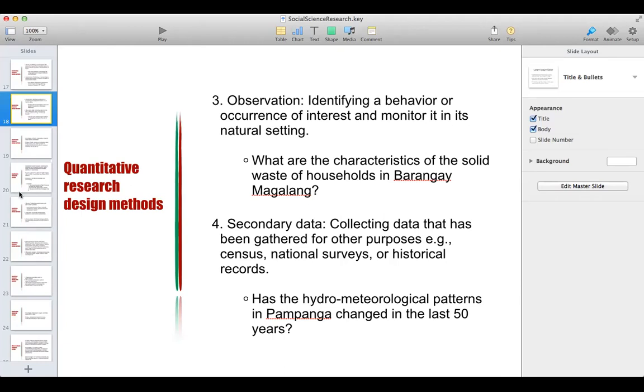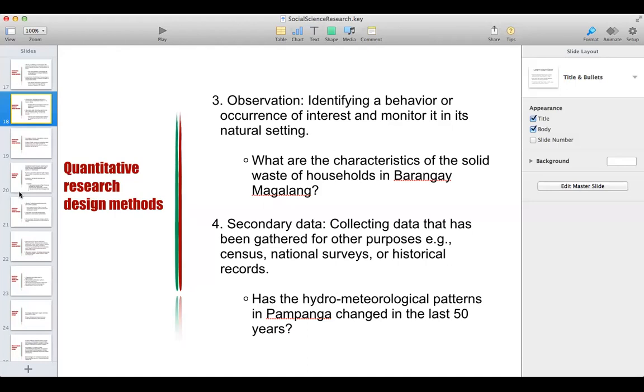Because when you have a plurality of methods, a plethora of methods that can be used to analyze the social problem, the environmental problem, the environmental condition of a place, you have a better grasp of what is happening in the place. So explore both quantitative and qualitative methods.